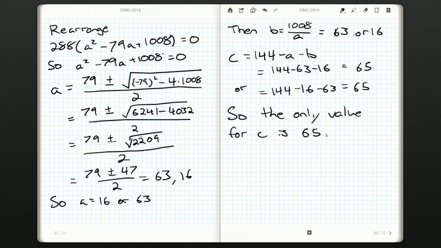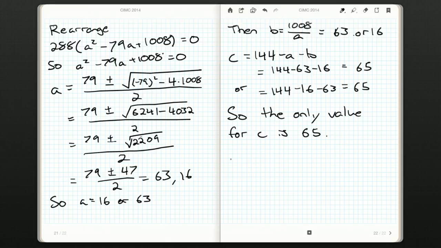Okay. And this makes sense. We're given two pieces of information about the triangle, its perimeter and its area. And what it essentially amounted to was solving a quadratic. So two pieces of information should be enough to pin down a single solution for a triangle right there. And it did. There was only one possible value of c, and it was 65.